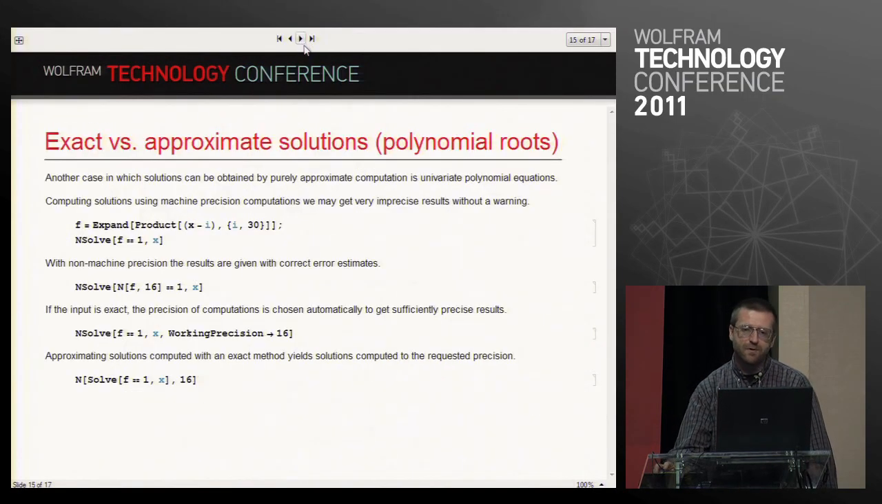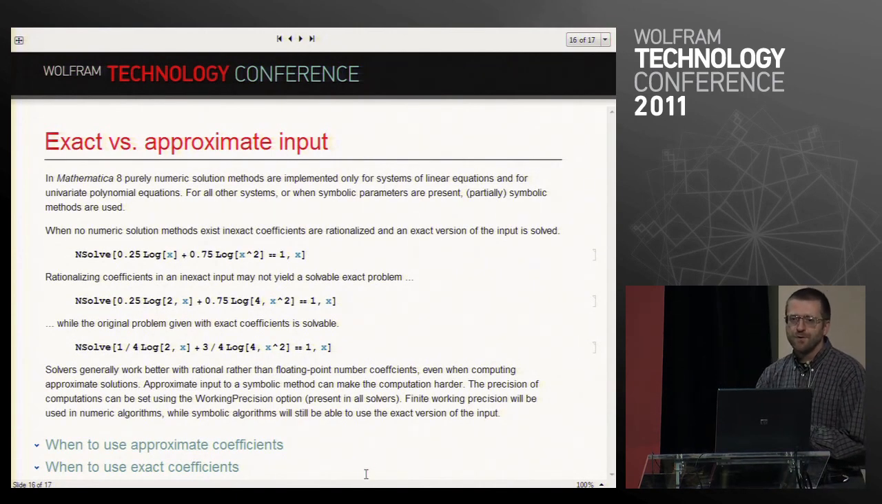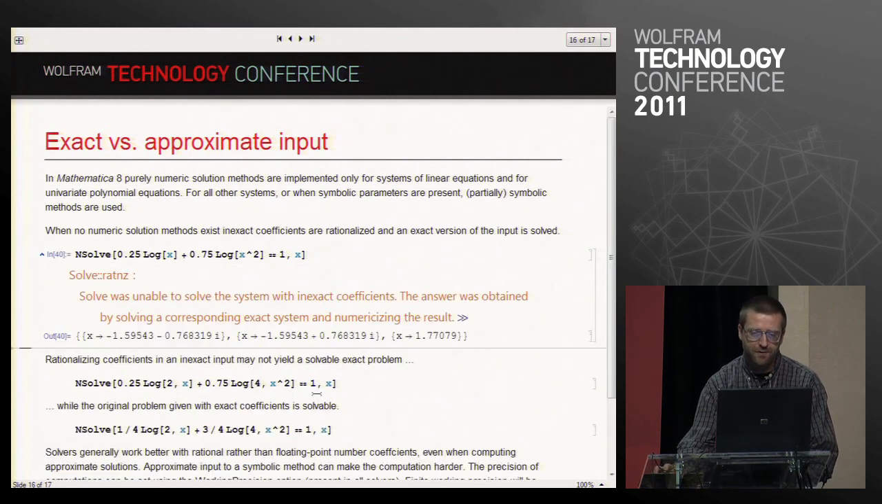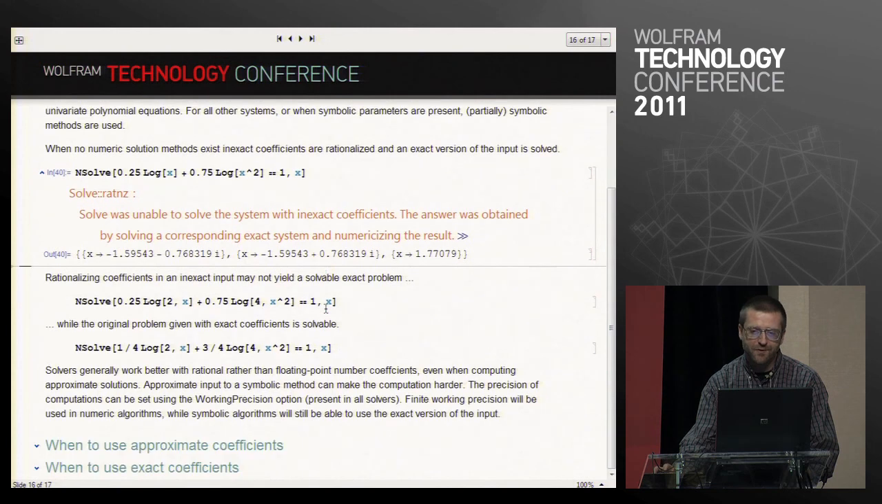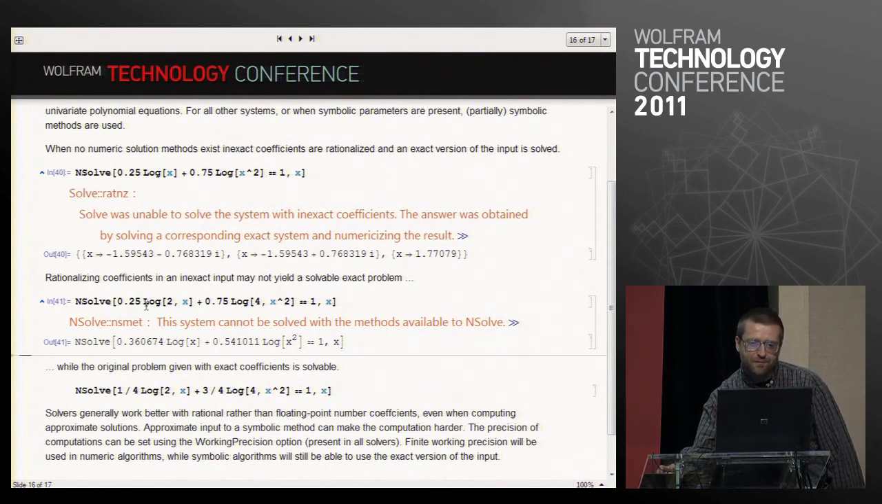The other case where we have an approximate method is polynomial roots. But that's about it. For all the other cases, NSolve will end up using symbolic methods, and therefore using numeric coefficients when NSolve will end up using symbolic methods is not a good idea. Here's the warning message that says NSolve had to rationalize the coefficients. But in this case, NSolve cannot solve the problem, because this no longer looks like 1/4 times 1 over logarithm of 2, and NSolve was not able to rationalize it correctly and get the solution.